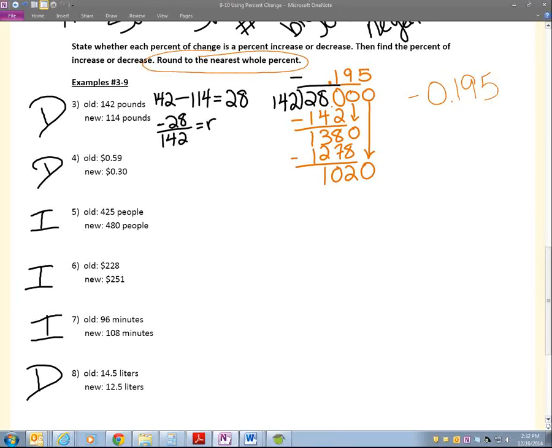Round to the nearest whole percent. So when I get that, I have 0.195. Actually, it's going to be 6, isn't it? Yeah, it's going to be 6, but the bottom line, that doesn't matter. So I go 19.5%, but what does that round to the nearest whole percent? Laney. 20%, or negative 20%. So that's going to be my answer. Negative 20% decrease.